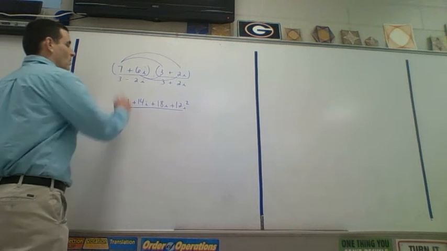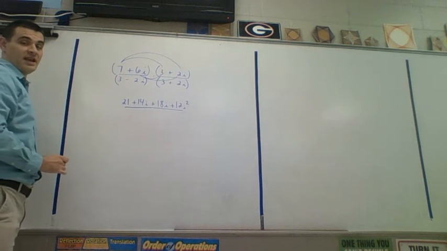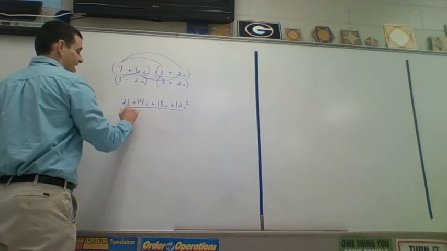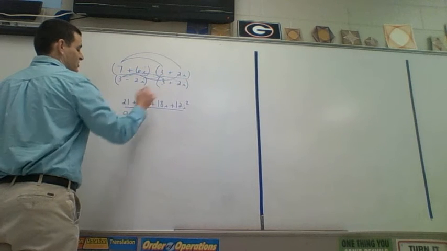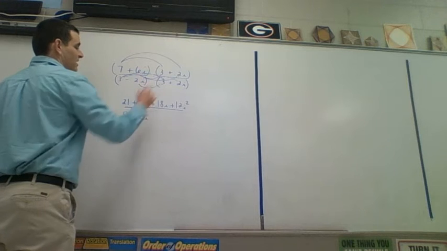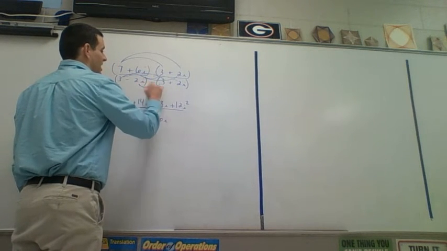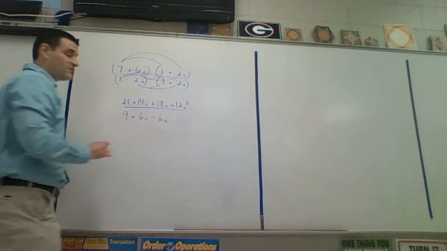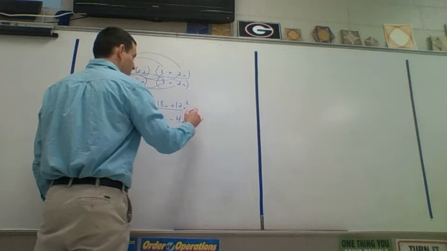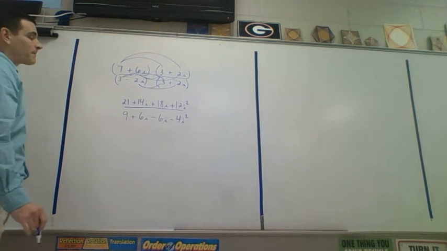On the bottom, with the conjugates, there is a shortcut. I'm not going to use it yet, but there is a quicker way. 3 times 3 is 9. 3 times 2i is 6i. Negative 2i times 3, that's negative 6i. And negative 2i times positive 2i, that's negative 4i squared. I'll mention the shortcut just here in a minute.